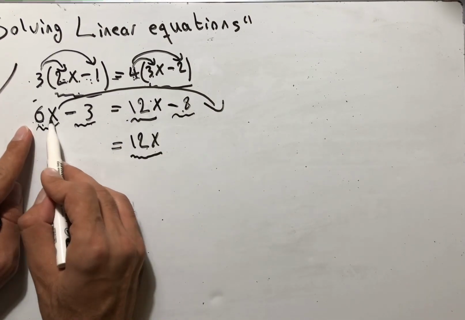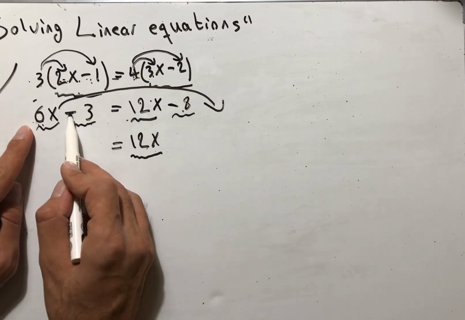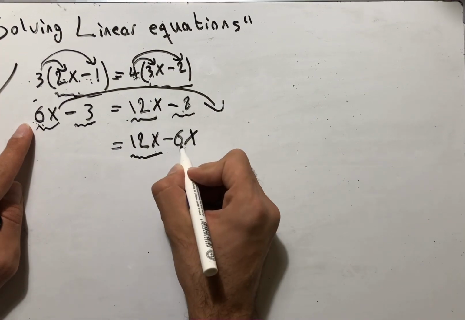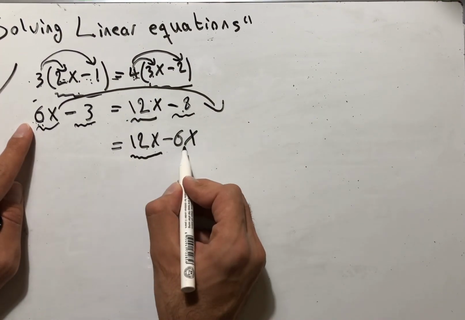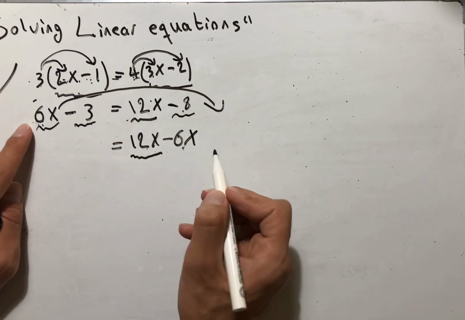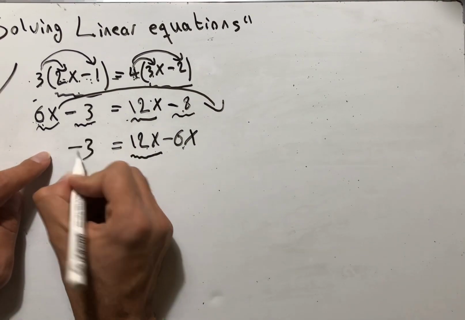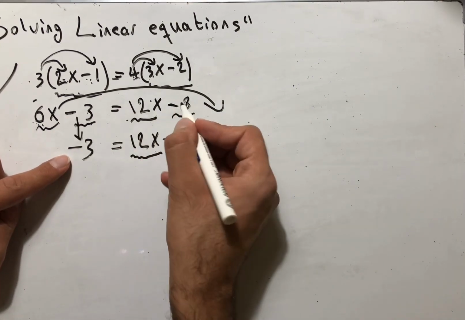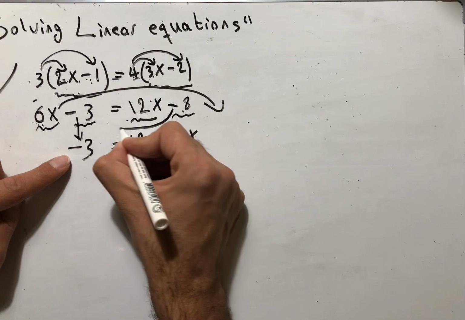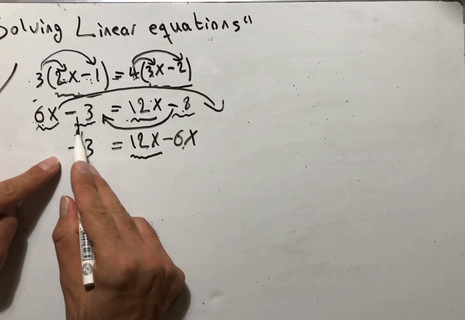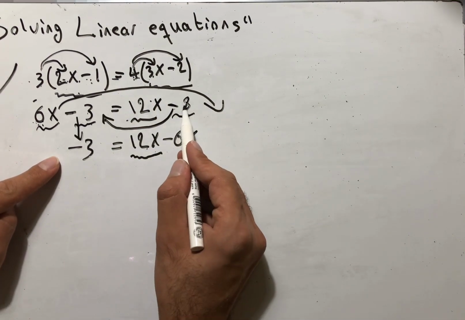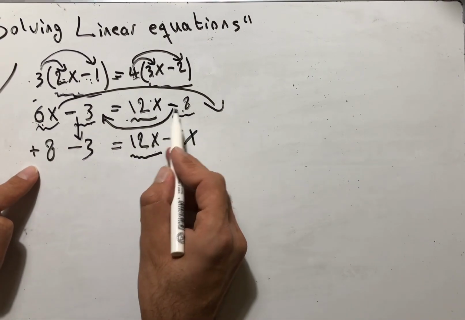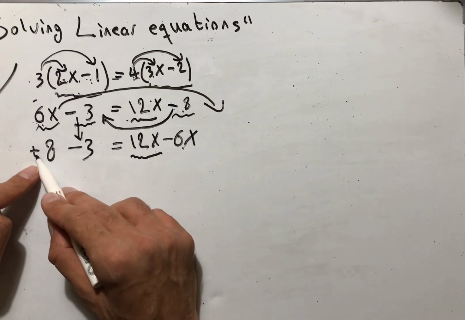This is positive 6x. If I move it to the other side, it becomes what? It's going to change signs, so it's going to be negative 6x if I move it to the right side. The same thing here. I had negative 3, and I'm just going to drop it down because I've decided to move numbers to the left side. So I'm going to move negative 8 to the left side. Now negative 8, if I move it to the left side, is going to change signs, so negative 8 is going to be a positive 8.